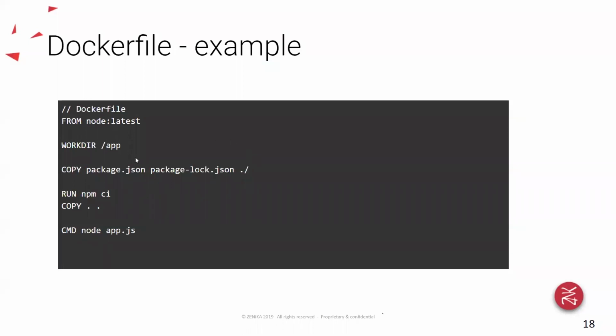So the ./ is representing the /app of my container. Then I run this command npm ci inside my container. This ends up installing all of my Node modules. And once I do that, I copy whatever else is left from my current directory in my host to my working directory inside my container. And after all that is done, I can just run the command node app.js.